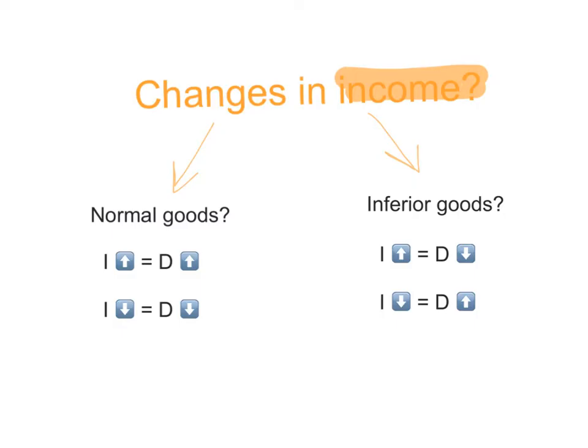Unless it's an inferior good. So basically, inferior goods are goods that we only buy when our income is low. For example, public transport is considered an inferior good. When people have enough money to purchase a car, they might decrease their demand for public transport. So, inferior goods, the opposite happens. When income increases, demand decreases, so the demand curve shifts to the left. When income decreases, demand increases, so the demand curve shifts to the right.